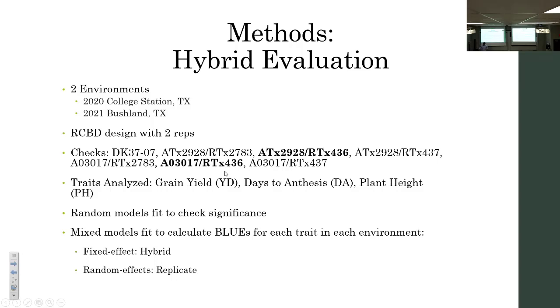It should be noted that the 2 that I bolded here are the recurrent parent from the introgression populations crossed to the same females. This will help give us an idea of whether these introgression males can outperform their recurrent parent. The traits that we analyzed were grain yield, days to anthesis, and plant height. I used a random coefficients model to check for significance of effects in the locations. And in order to get BLUEs for further analysis, a mixed model was fit in which hybrid was a fixed effect and replicate was random.